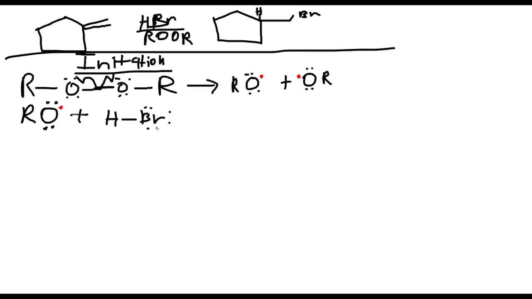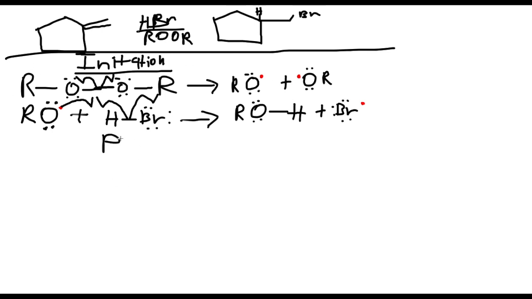This has three lone pairs. Now the bond goes and forms a bond with hydrogen. So like this, we have this, and then one electron goes to the bromine to form a radical. So we have this step right here, plus the radical that bromine has with the three lone pairs. Okay, we are done with the initiation step for this problem.